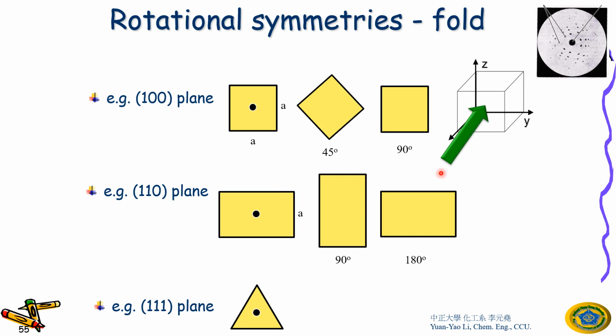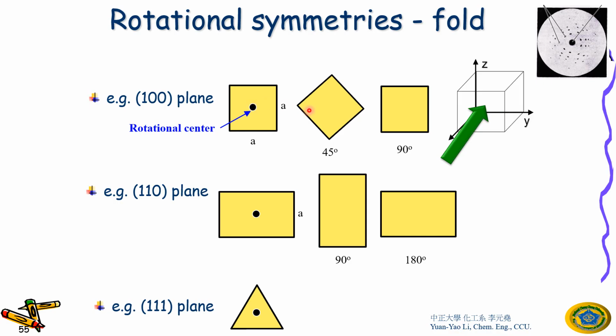X-ray beam go to this direction, and you got a pattern like this. For example, this plane we call 100. This plane is 100, right? This is called the rotational center. You have a center here, and you start to rotate.